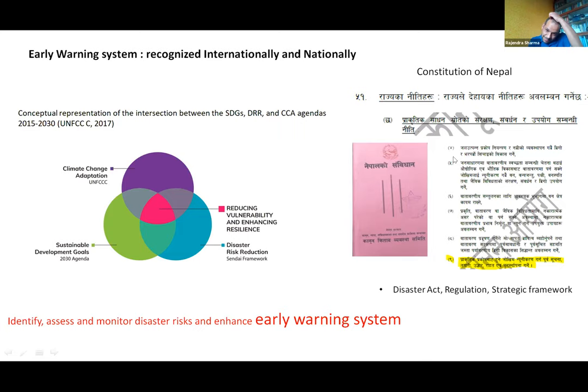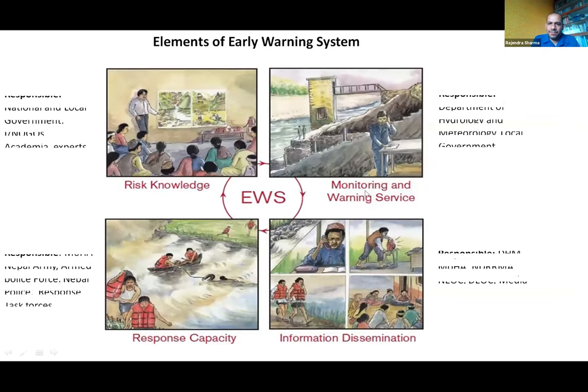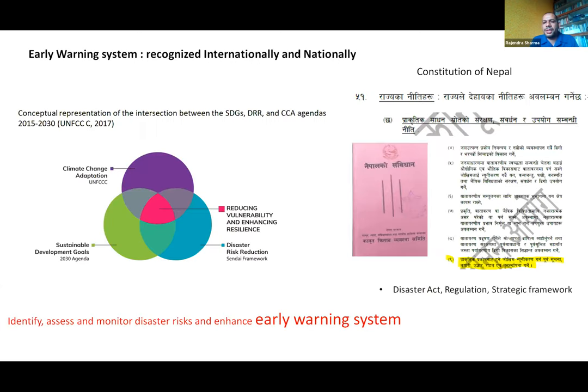Talking about the Nepalese context, the Government of Nepal has also given priority to disaster risk reduction, including early warning system. There are many acts, regulations, and strategies in place for this disaster risk reduction.